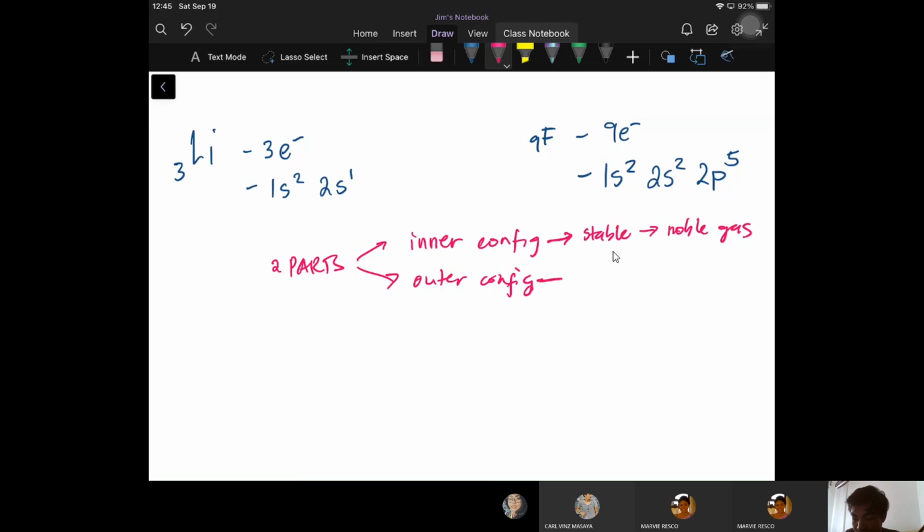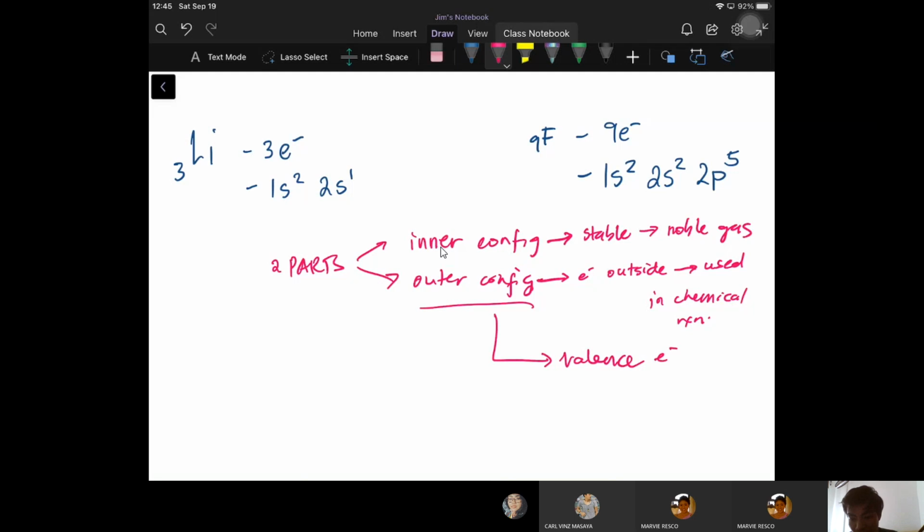Ano tong outer configuration? These are the electrons outside the atom. Sila yung mga nasa labas. And sila yung ginagamit in chemical reactions. We also call these outer configuration electrons the valence electrons. Okay, so yan, may terms na tayo. So dalawang parts ang ating electron configuration.